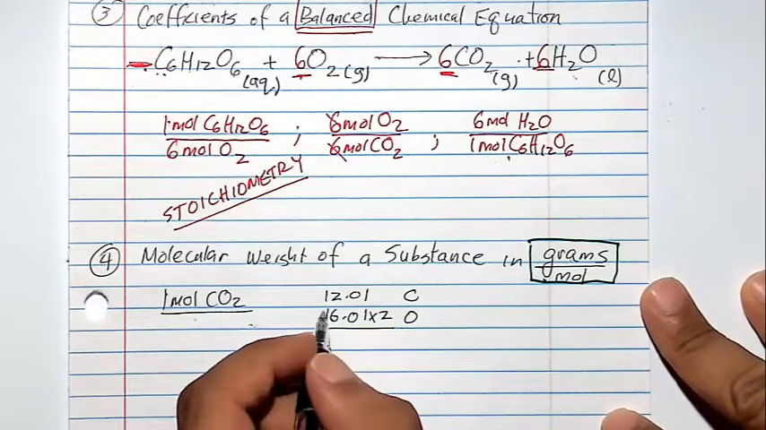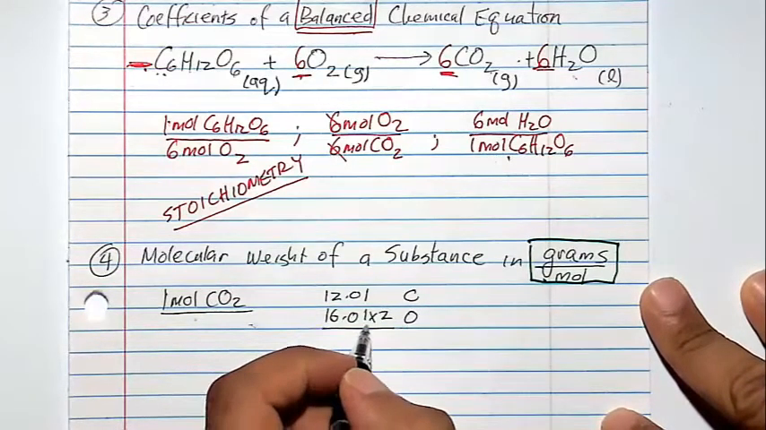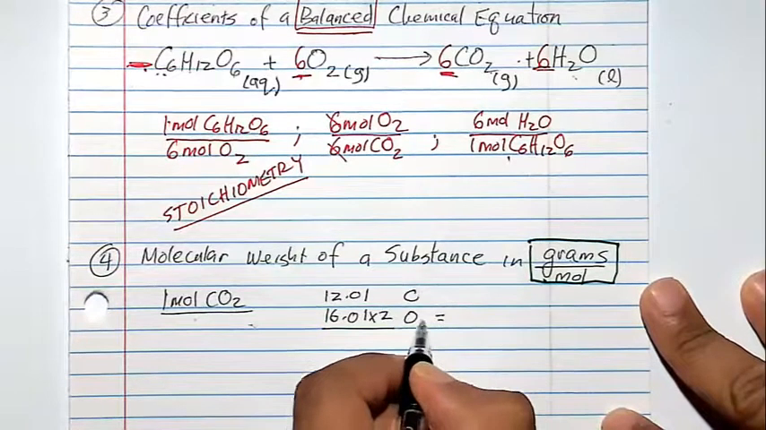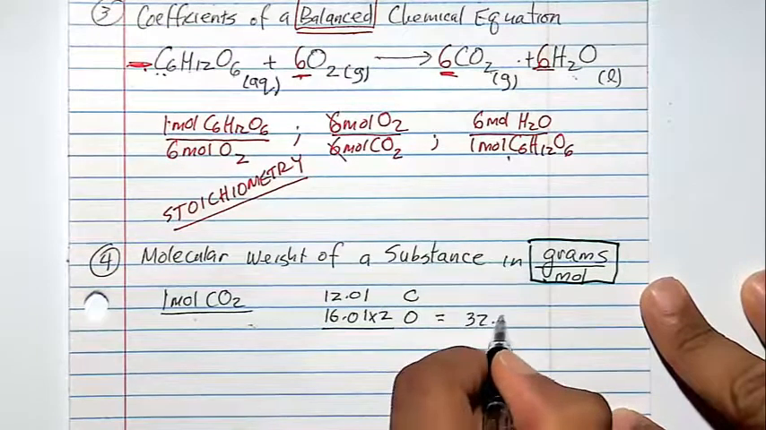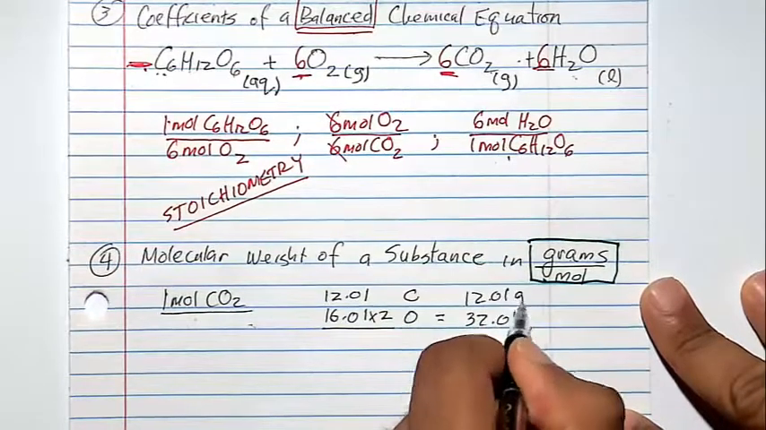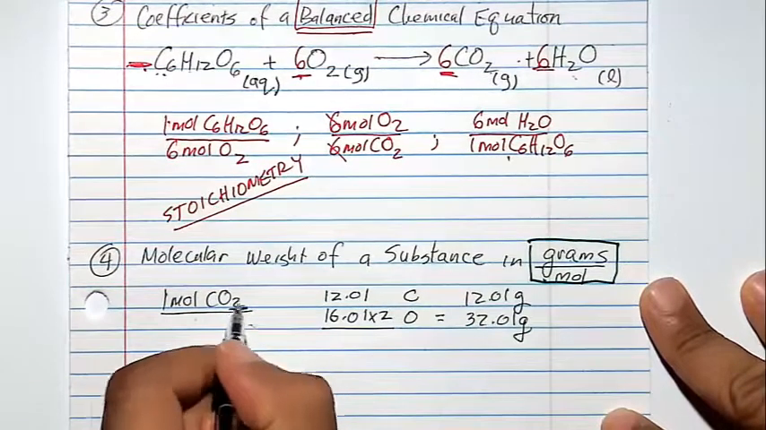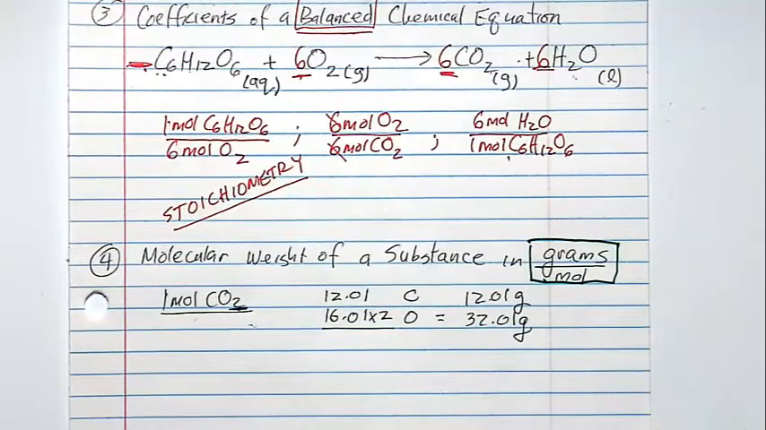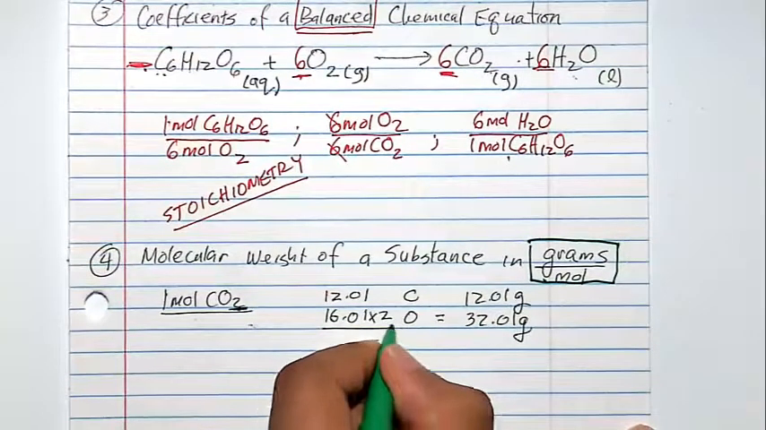So 12 plus 16 times 2. Well, 16 times 2 for the oxygen is actually 32.1 or so grams, and 12.01 grams for the carbon. And be aware you have to multiply oxygen by 2 because you have 2 oxygen atoms.